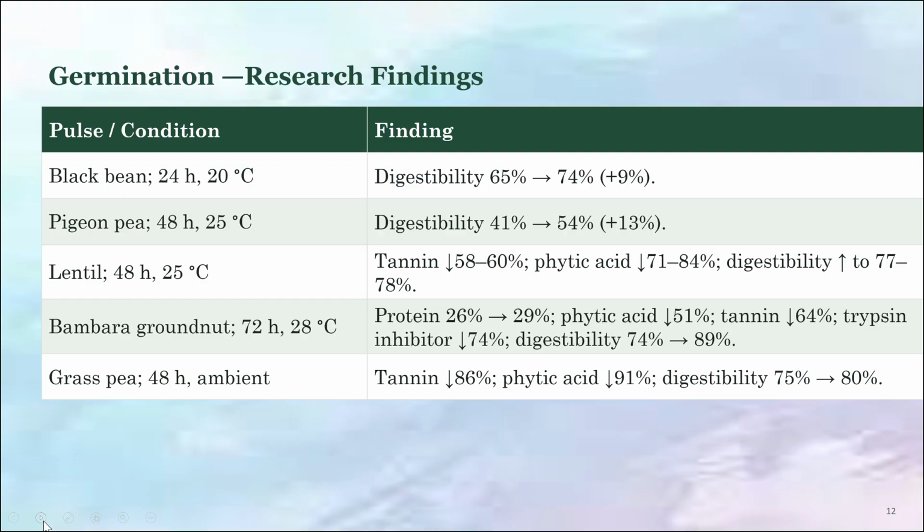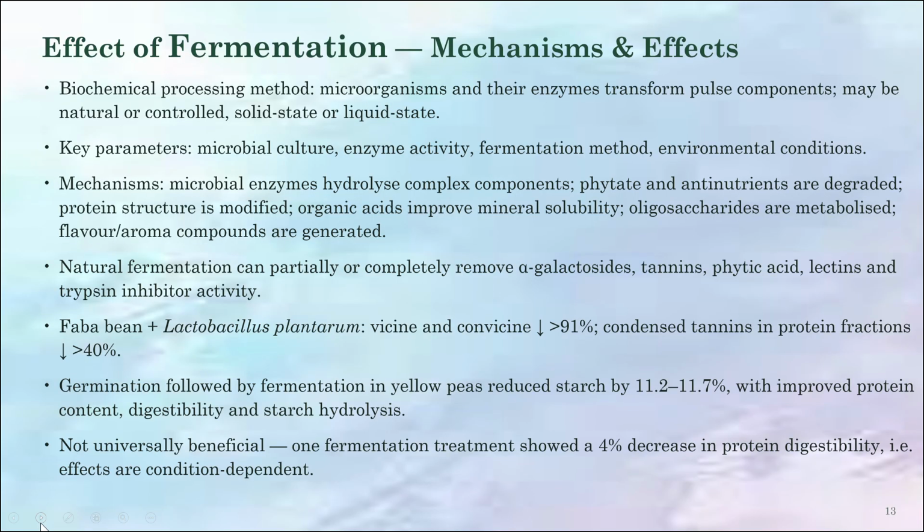And for grass pea, the germination time is 48 hours at ambient temperature. The tannin has been reduced by about 86%, and phytic acid also reduced by 91%, and the digestibility has been increased by 5%, from 75% to 80%.